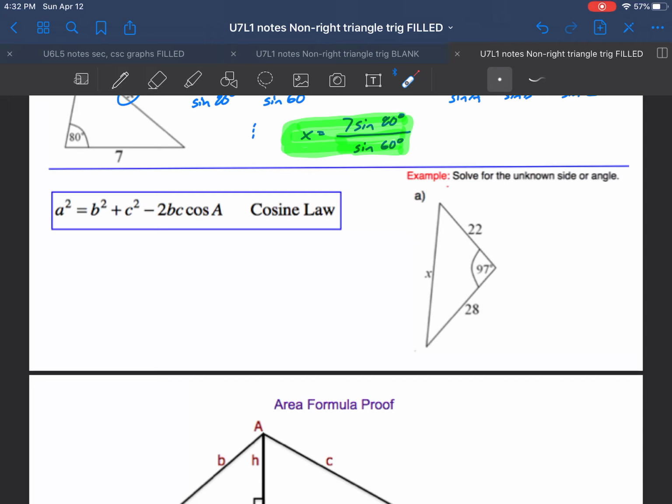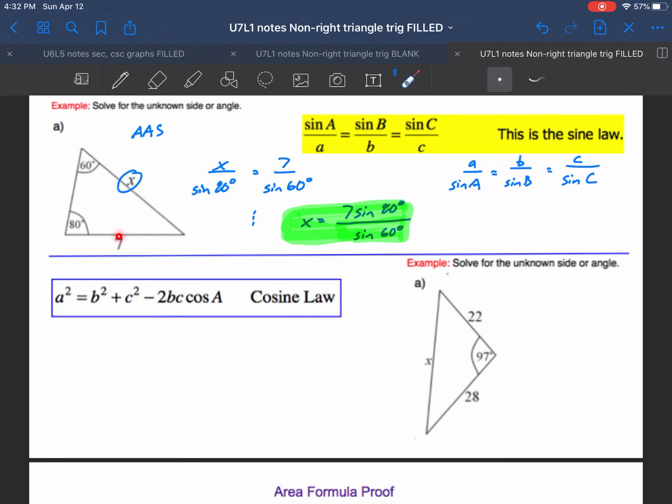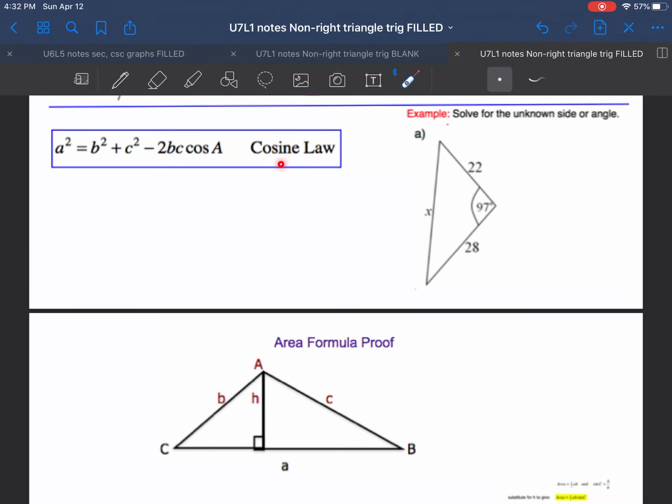I basically want to use this whenever I don't have an angle and its corresponding side. If I have those two things, I'm going to use the sine rule. So really we only want to use cosine when we don't have an angle and its corresponding side. So I'm going to write that. We want to use it when we don't have an angle and its corresponding side.